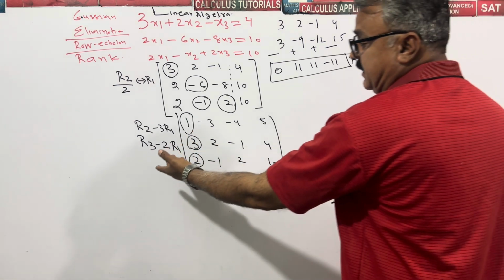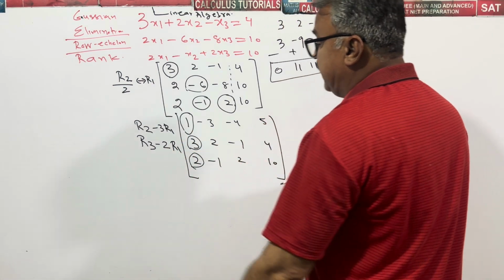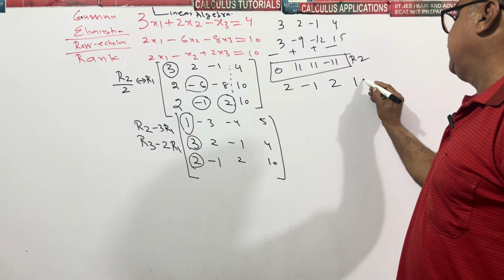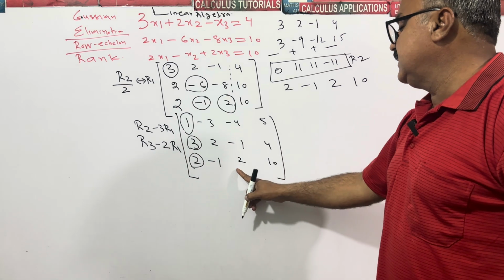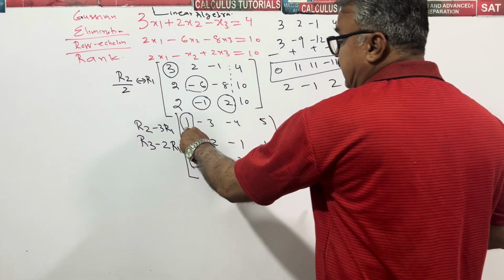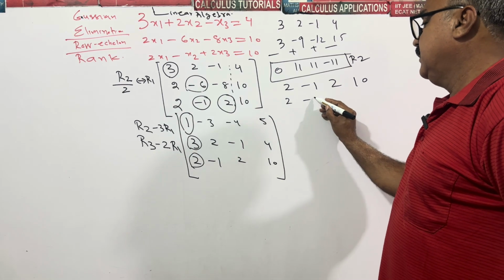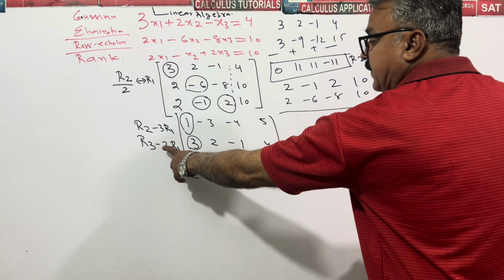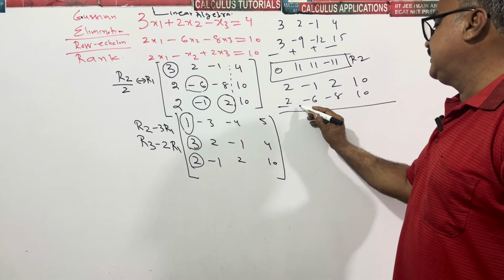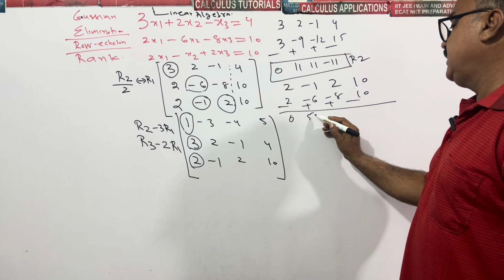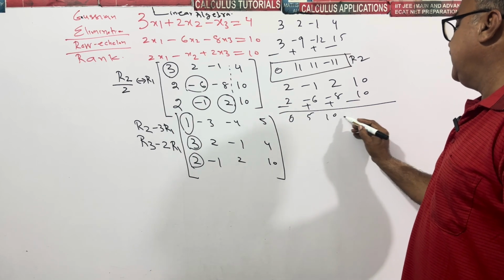What about this? Perform this rough operation as well. R3: 2, minus 1, 2, 10. Multiply R1 with 2, it will become 2, minus 6, minus 8, 10. Then we have to subtract. In subtraction, change the symbols: 0, positive 5, 10 and 0.